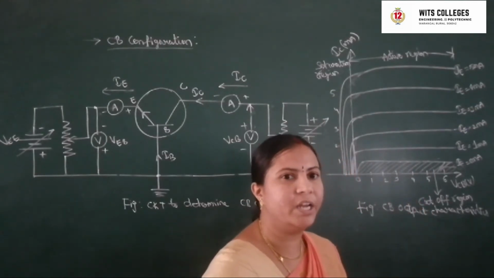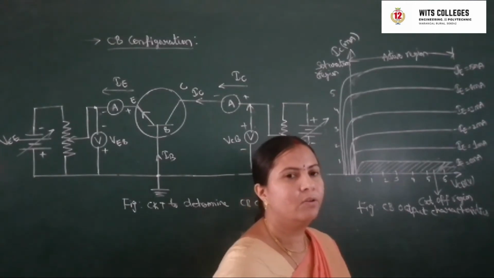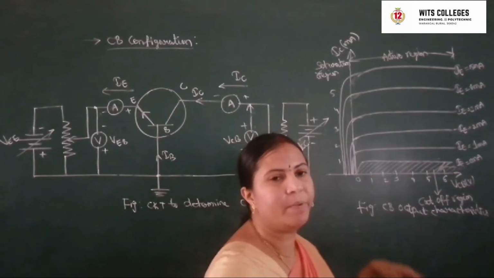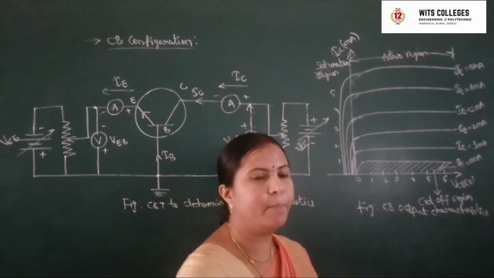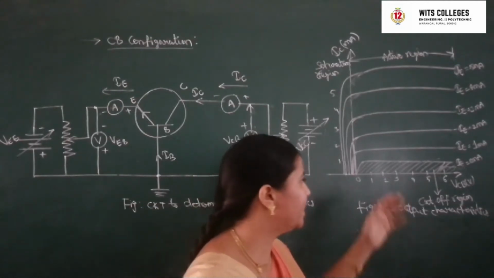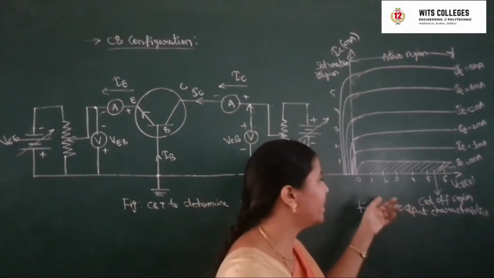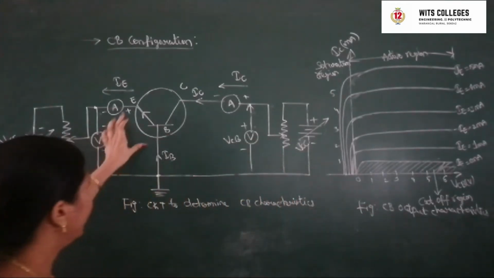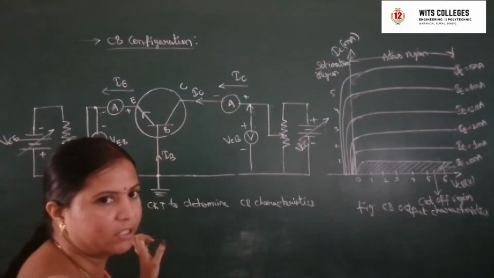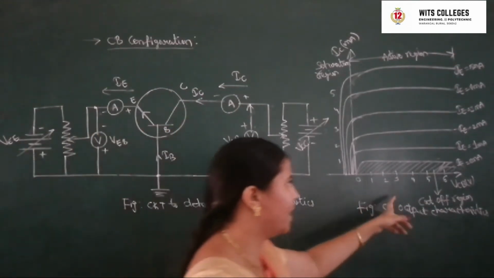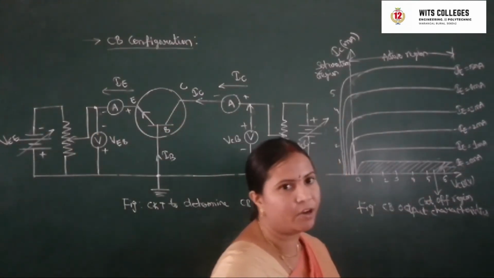In the cutoff region, what will happen? Here the emitter base junction and collector base junction are both reverse biased. What is the input here? Emitter base junction and collector base junction. So when these emitter base and collector base junctions are reverse biased, it will operate in the cutoff region.